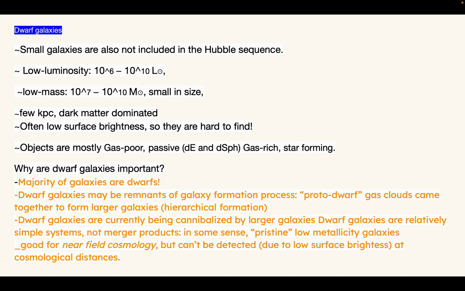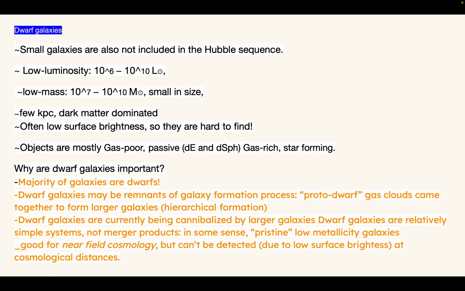So why are the dwarf galaxies important? The majority of galaxies we detect in the local universe are dwarf galaxies. Dwarf galaxies may be the remnants of the galaxy formation process. The proto-dwarf gas clouds come together to form the larger galaxies. So, if you consider the hierarchical scenario of galaxy formation, then the dwarf galaxy can be one of the ingredients for the formation of the larger galaxies. And some dwarf galaxies are currently being cannibalized by the larger galaxies.